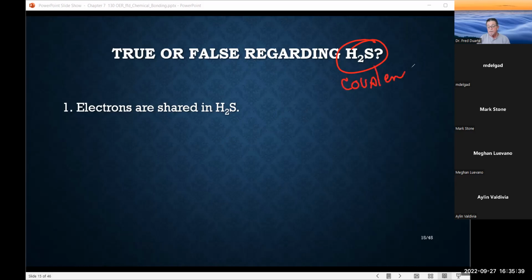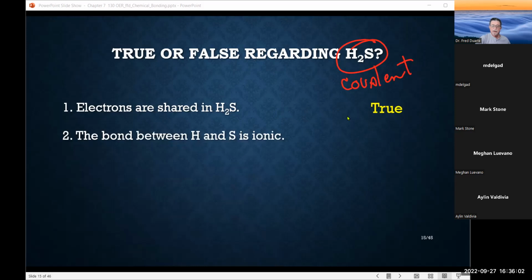And so in these bonds, the electrons are being shared. That's the deal. If it was ionic, there's no sharing going on there. We got separate charges and they're just being attracted to each other. So in this scenario, being covalent would answer the first question, and that would be a true statement. Yes, electrons are shared in this compound, H2S. The next one, the bond between H and S, is it ionic? Well, we answered that it's covalent, so that should just tell you that that's a false statement.